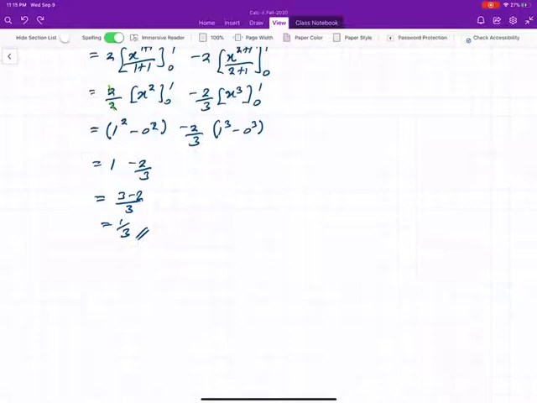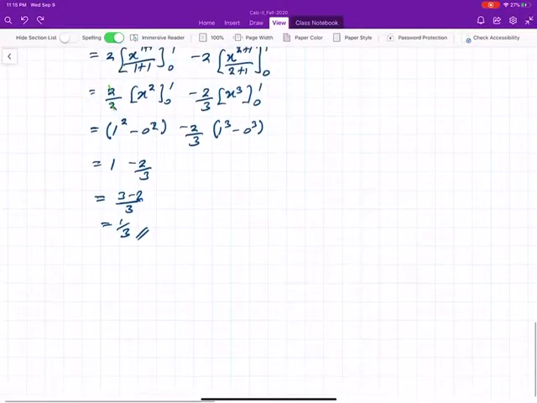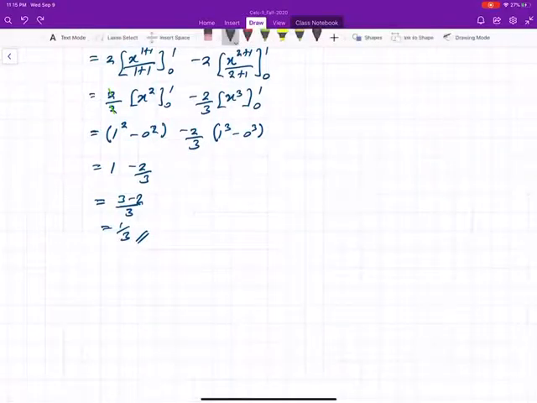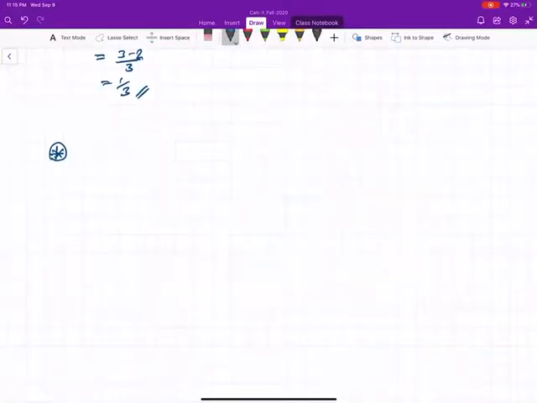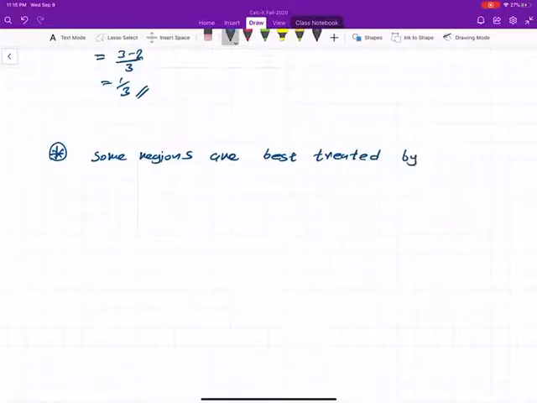Now I have to bring your attention to something. That's what I'm going to write here. I put an asterisk. Some regions are best treated by regarding x as a function of y.